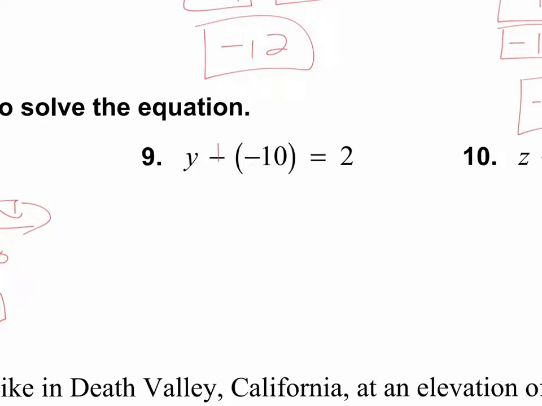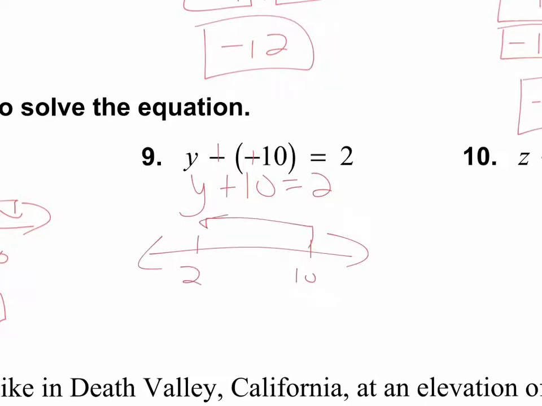So right away, you should know this is going to turn into a positive because of the double negative. So now I have y plus 10 is equal to 2, okay? So I need to go down. So I'm at 10, and I need to go to 2. So I need to go this way. So it has to be a negative. And then I'm going negative how many? 8, right? Because 10 minus 2 is 8. So y would equal negative 8.